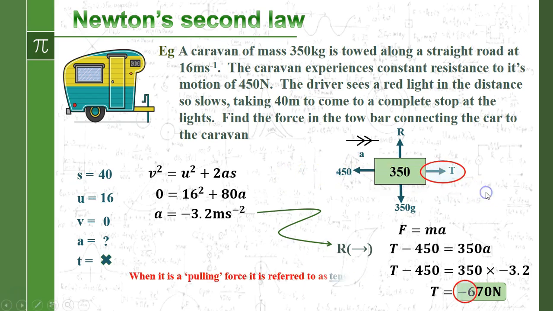Okay, so that's what I'm saying, that force there. When it's a pulling force, we call it tension. When it's a pushing force going in the opposite direction to motion, we refer to it as thrust. But we're still going to call it T. You can recognise whether it's thrust or tension depending on the sign relative to which direction you're modelling it. Tension acts away from the object, and thrust is acting essentially towards the object.